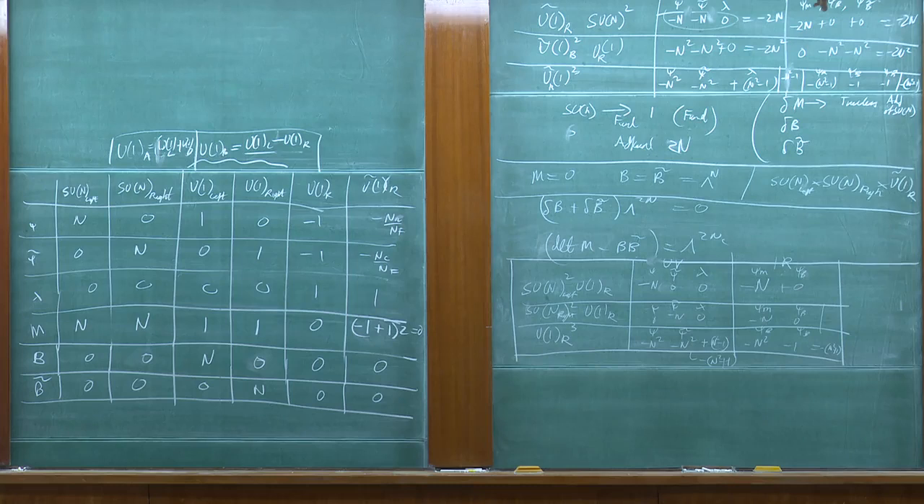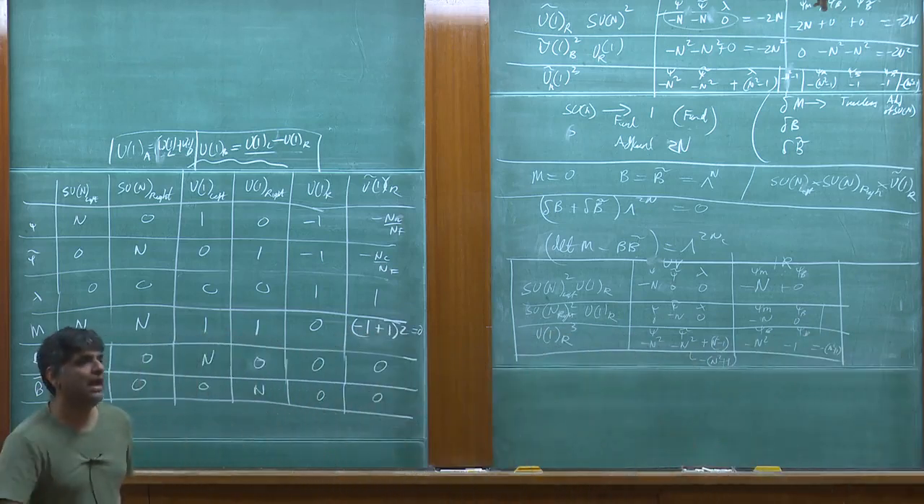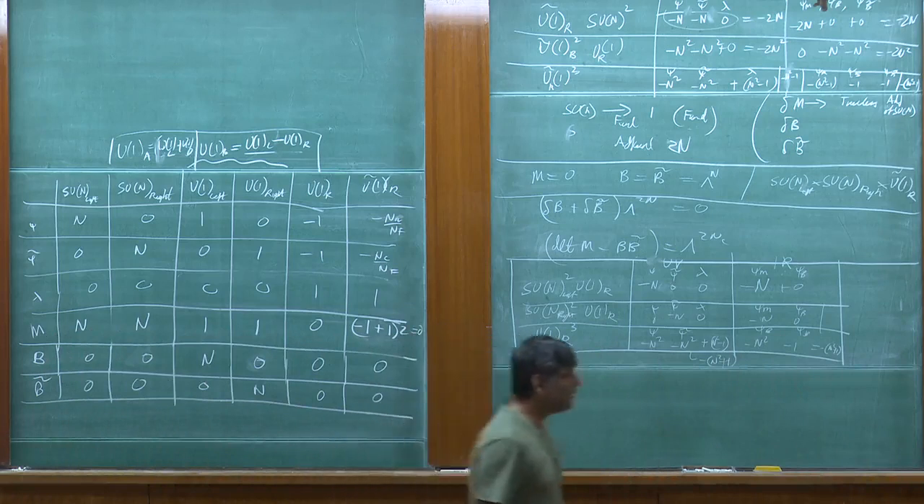Okay. Maybe we should have a shorter class this time. Is this clear? Okay. This is all I wanted to say about N_F equal to N_C. Any questions or comments about it? Any questions or comments about anomaly matching?